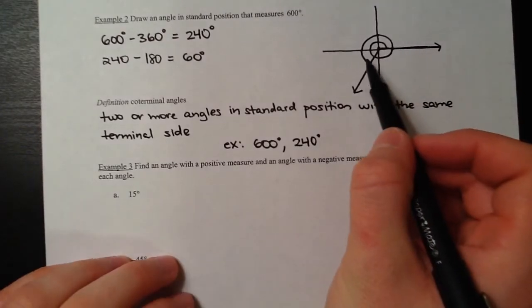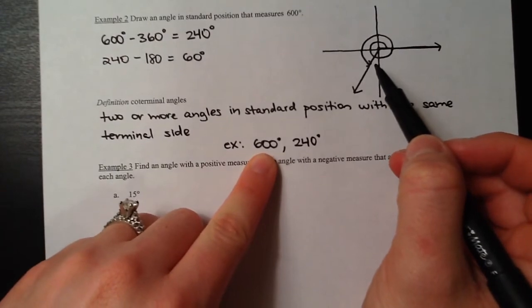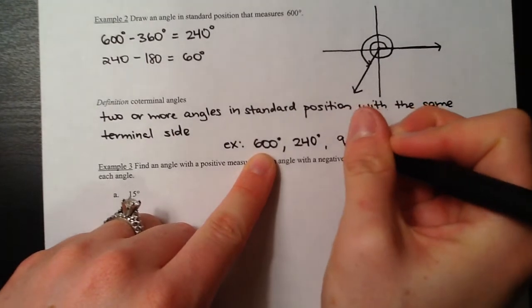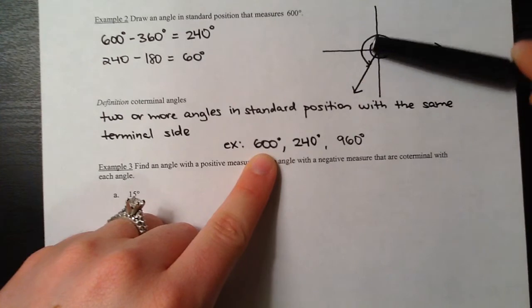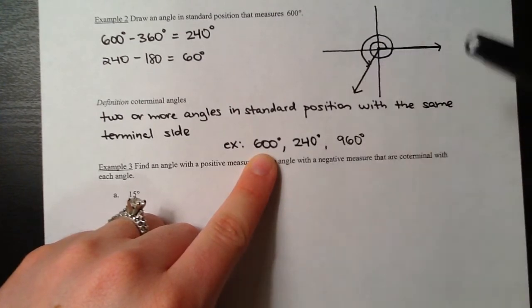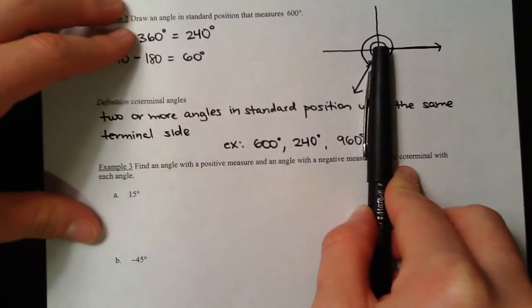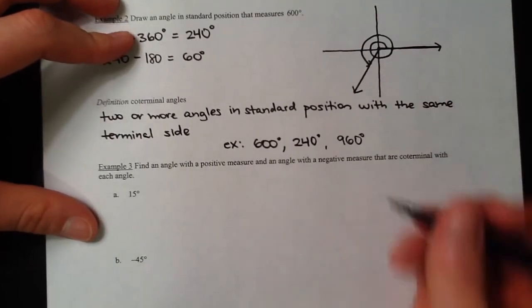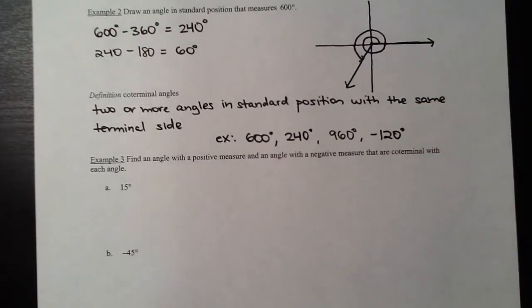If we went around a whole extra loop and landed right there again, from here we could go up 360 more degrees, like go around all over again, and that would be 960 degrees. We could also go from here and go backwards, like we did with -105. So we could go backwards 90 degrees, and then backward another 30, because we were 60 from this point, which means we're 30 from this point. So if we go back 90 and another 30, that would be -120. Really, there are an infinite number of names that you could give to that angle.